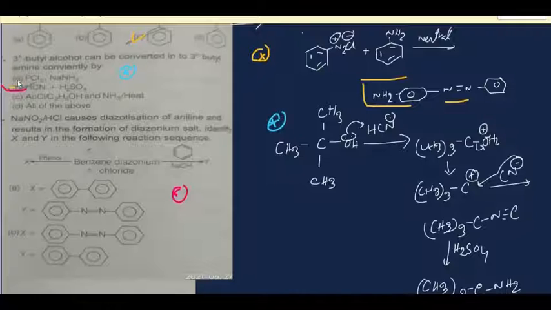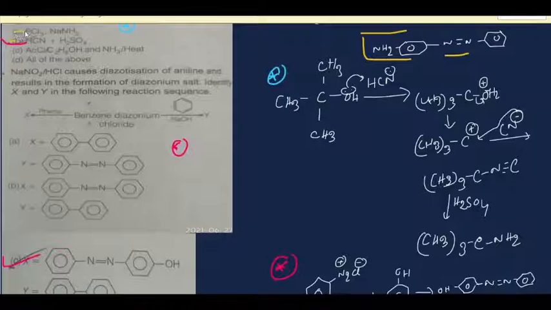And option A is wrong because if this alcohol reacts with PCl5, it will form tertiary butyl chloride. But when it reacts with NaNH2, as chlorine is a poor leaving group here, the reaction is very slow or not possible, not convenient. So this one is also not possible and this one is also not possible, same thing. And all of these are not possible.